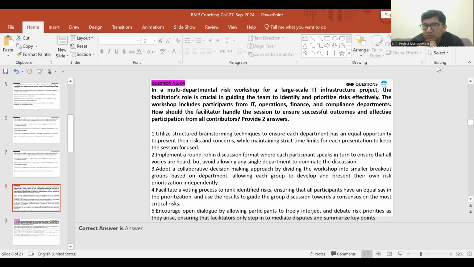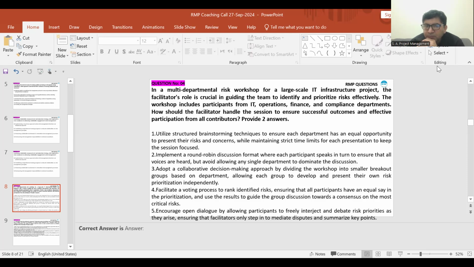You are doing a risk workshop facilitation using the facilitation technique. How should the facilitator handle the session? Actually, the facilitator should encourage the team members. His job should only be to supervise. Right. Okay, not interfere. Agree.